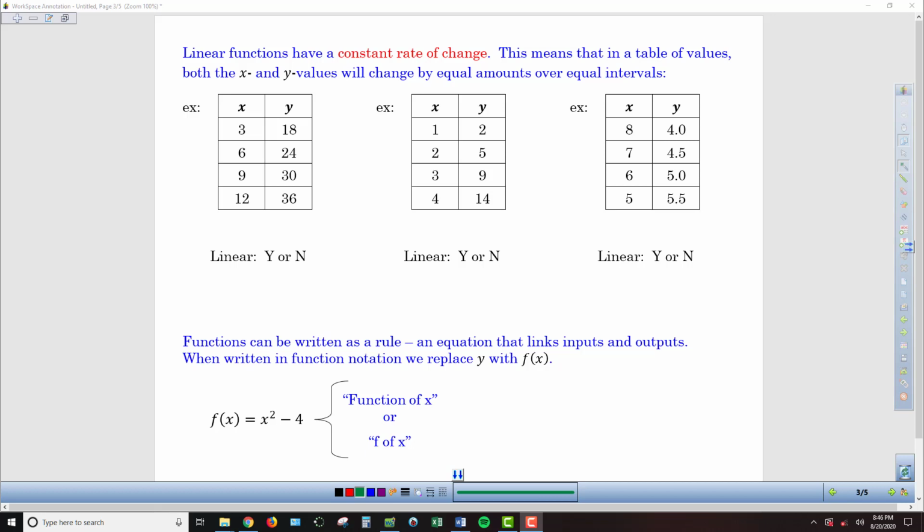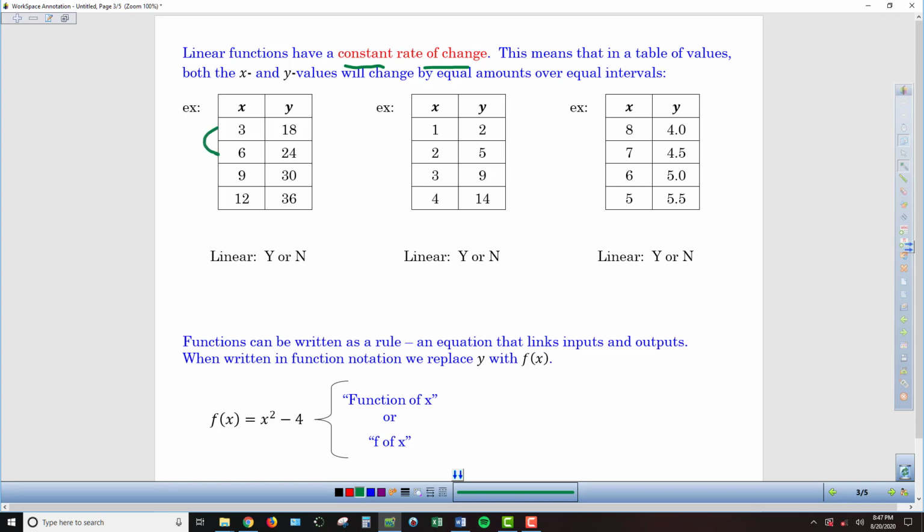We can also be presented with a table of values and asked to determine whether that table represents a function or not. And the way we determine that is whether or not both the x column and the y column have a consistent or a constant rate of change. And so the idea there is we have to be adding or subtracting the same thing every single time to get to the next number in the table. If we see that pattern in both the x column and the y column, then we are looking at a table that represents a function.